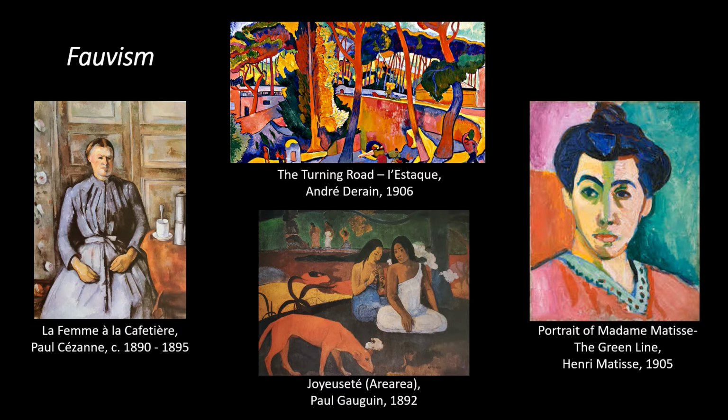This is an extreme development of post-impressionist art. Fauvist paintings are characterized by bright colors and very loose brushwork. Fauvist painting techniques also draw on elements from Pointillism and Neo-Impressionism. Important artists influencing this movement were Paul Cézanne and Paul Gauguin.